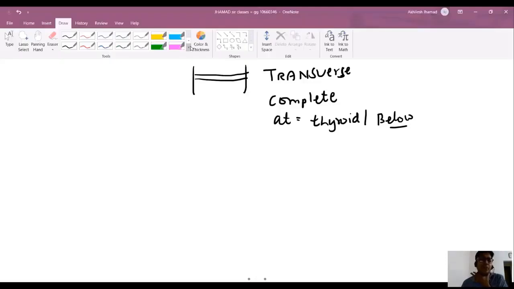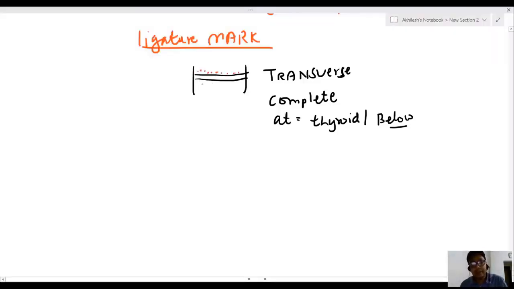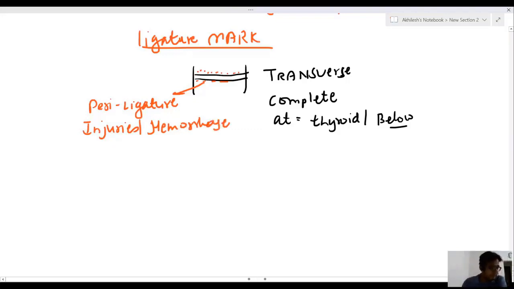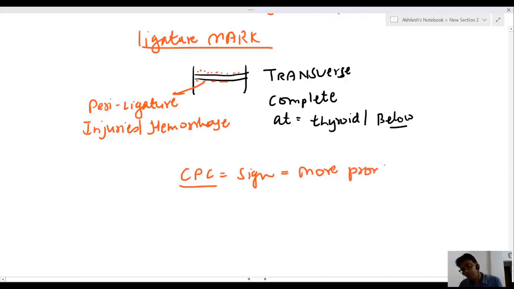Actually, this is compression of the neck by you, so that will produce injury, sir. There may be periligature injuries or hemorrhage. And Doctor Sahab, again I'm telling you, you are compressing the neck. That's why the CPC sign is more prominent, because extra pressure is created. Cyanosis, petechiae, and congestion are more prominent. Asphyxial signs are more prominent.